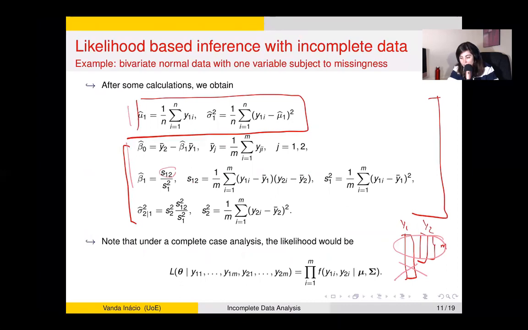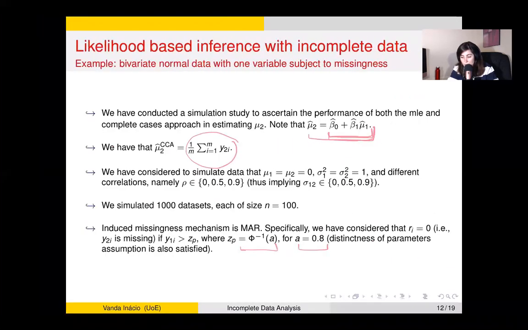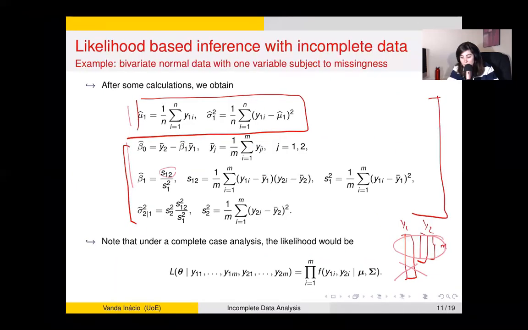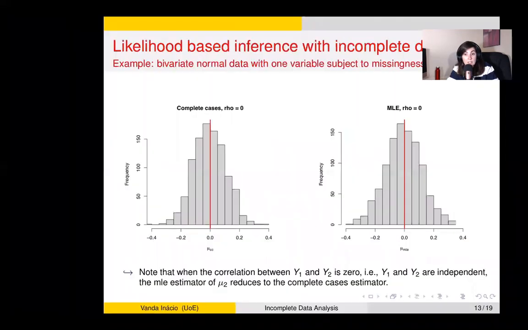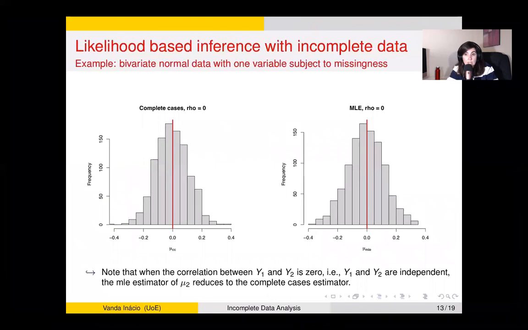So if beta 1 is 0, my estimate for mu2 is only the estimate of beta 0, but the estimate of beta 0 also depends on beta 1, so this part is also 0. So I end up with the estimate for beta 0 being the mean of y2, formed by the first m observations. So when the variables are independent, complete case analysis and maximum likelihood estimate coincide. We are not doing badly even in a complete case analysis. We know that they are independent, so y1 is not contributing any information to the estimation of mu2, and that's what I get.